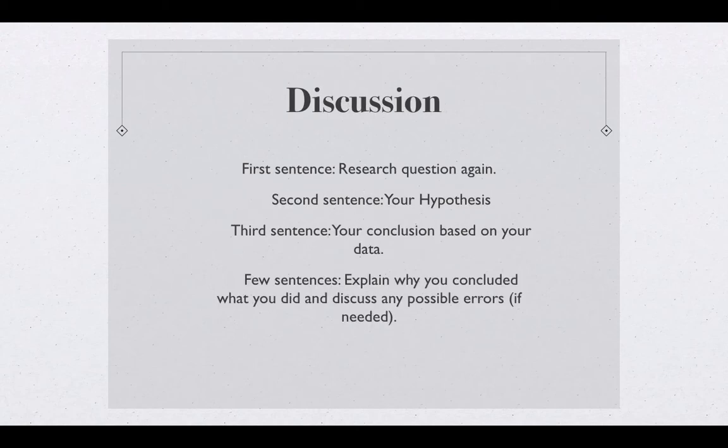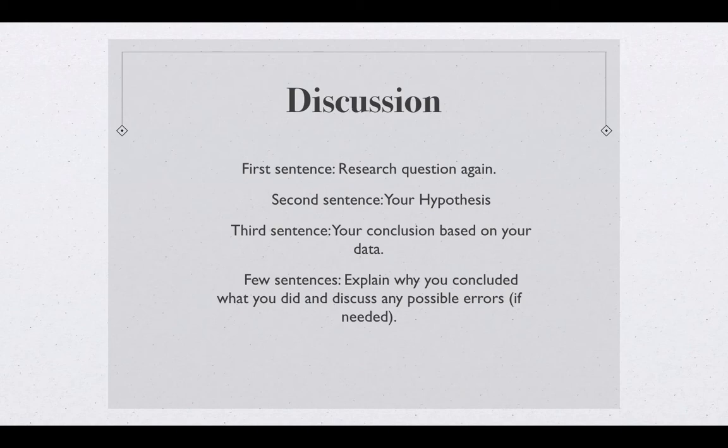Finally, the discussion. The first sentence of the discussion should again be your research question. In the second sentence, you should repeat your hypothesis exactly as written. The third sentence would be your conclusion based on your data. So: my research question was, my hypothesis was, and my experiments determined that my hypothesis was correct.